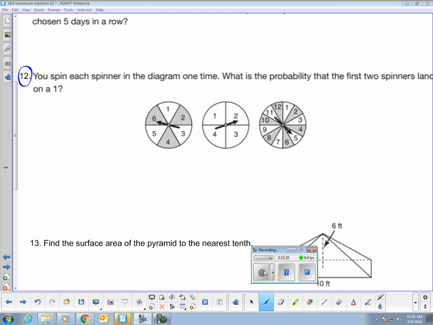So the probability of getting a 1 on the first spinner is 1 out of 6. The probability of getting a 1 on the second spinner is 1 out of 4. The probability of getting anything here is 12 out of 12. And we multiply the product of all 3 of those. And that should give us 1 out of 24.